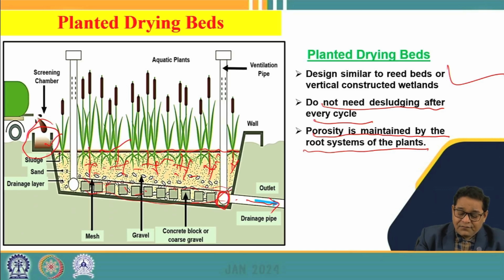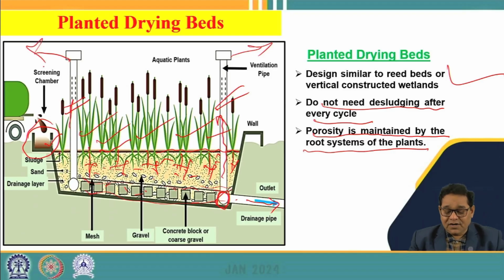And at the top, if we see, there are a number of aquatic plants we grow, so that every time we need not desludge the dried sludge, and we can apply the next sludge layer without any desludging operations. And these are the two ventilation pipes. They are provided so that any gases produced during the further decomposition process are taken out through these pipes and discharged into the atmosphere.